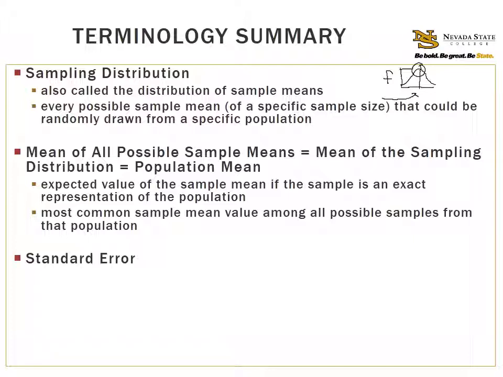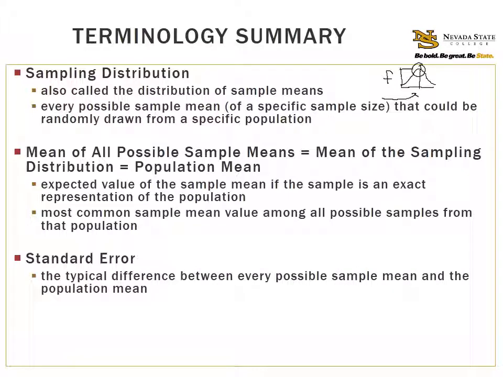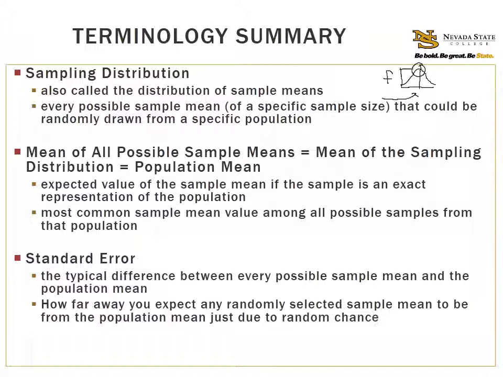The standard error, our new measure of variability. It's the typical difference between every possible sample mean and the population mean. So just due to chance, here's how much of a difference you'd expect to see between your estimate based on the sample and then the actual value in the population. So what it really tells you is how far away you expect any randomly selected sample mean to be from the population mean just due to random chance.